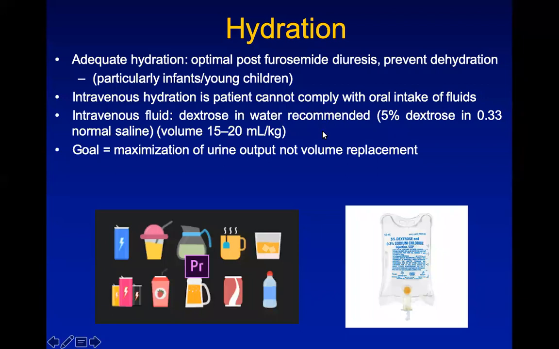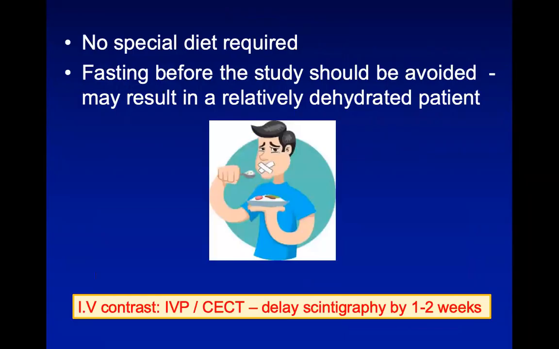If the patient cannot take oral intake, then IV hydration can be used in the form of dextrose and water. And the idea is maximization of urine output and not volume replacement. No special diet is required. In fact, we encourage the patient to have a normal breakfast before the study or normal meals, because if the patient comes in fasting, we have seen this happen. Patient thinks that fasting is required in spite of instructions, and they don't even take water, and the patient ends up dehydrated.